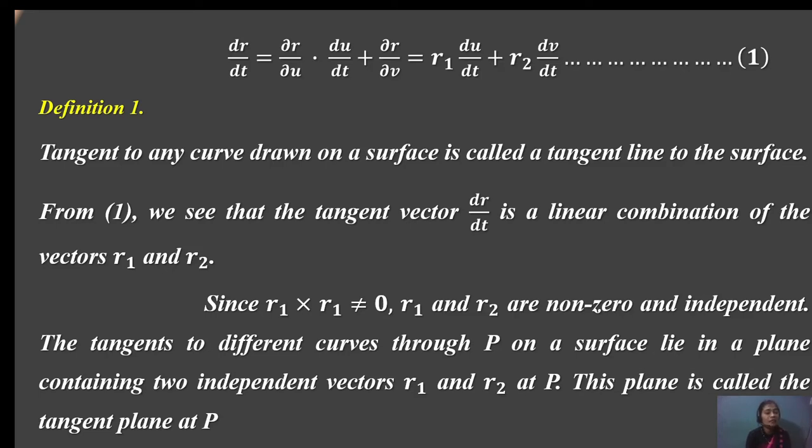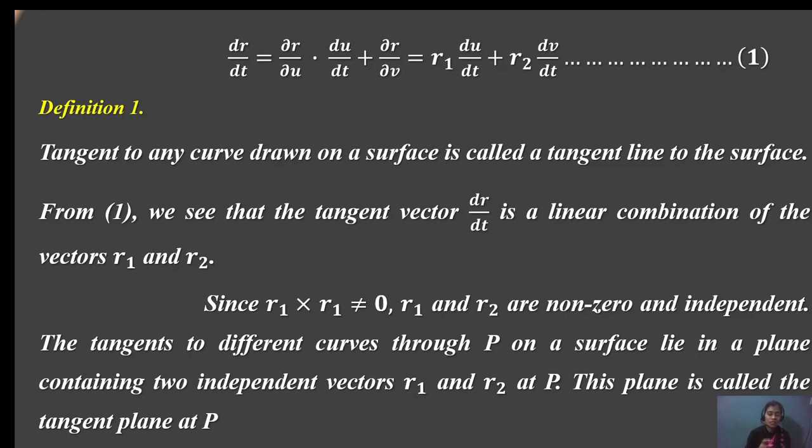Okay, a tangent to any curve drawn on a surface is called a tangent line to the surface. From equation 1 we see that the tangent vector dr/dt is a linear combination of r1 and r2. Since r1 cross r2 is not equal to 0, r1 and r2 are non-zero and independent, so the tangents to different curves through the point P on the surface lie in the plane containing the two independent vectors r1 and r2 at point P.